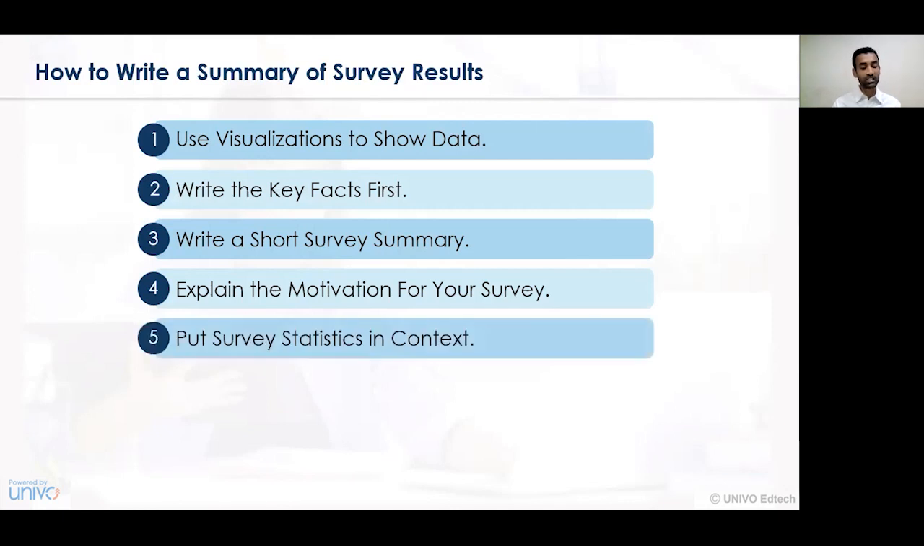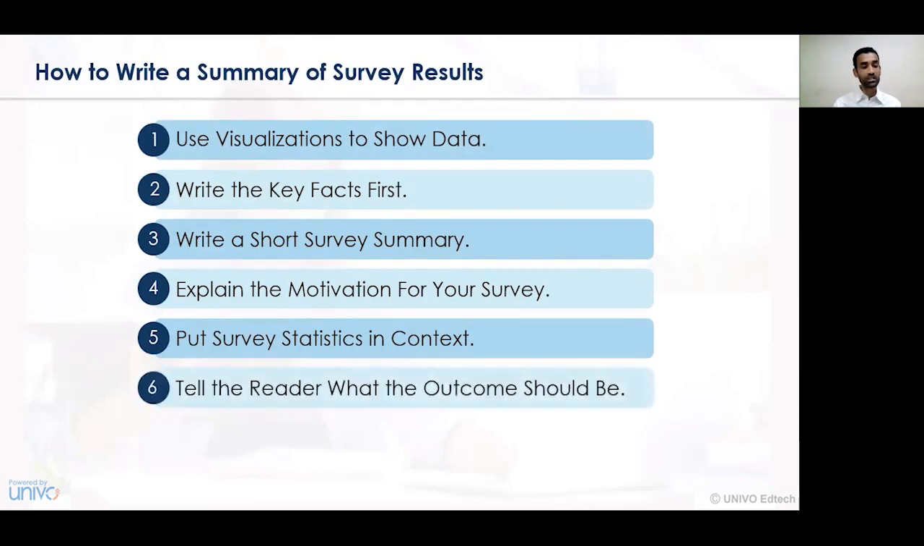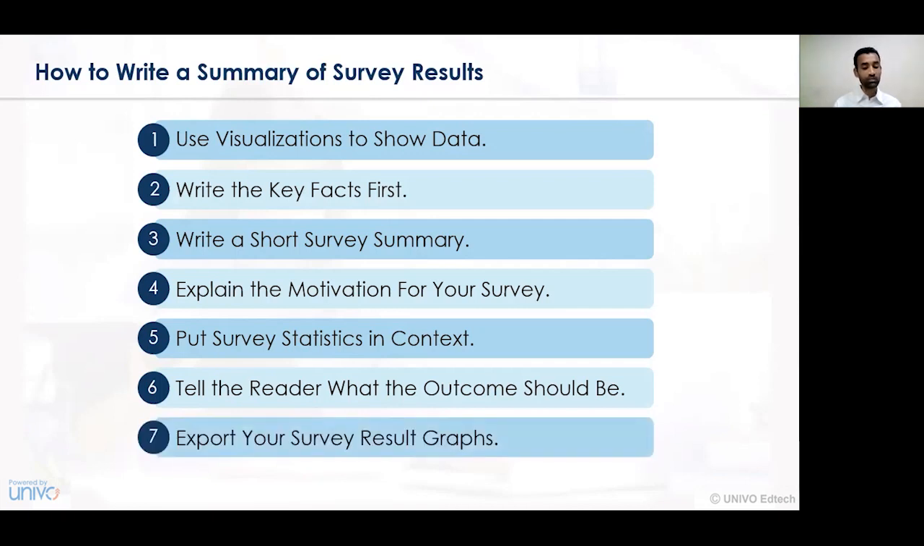We can explain in terms of those particular considerations. Putting the survey statistics in context, as to analysis of certain data, and inserting a certain amount of statistics, that is figures and numbers, in that data. The next step is telling the readers what the outcome should be. Accordingly, a pre-guess can be provided about what the results can be and how the results can be beneficial for the organization and for the users. And lastly, export your survey results graph. Accordingly, we can prepare the various survey graphs, and the results can be exported.